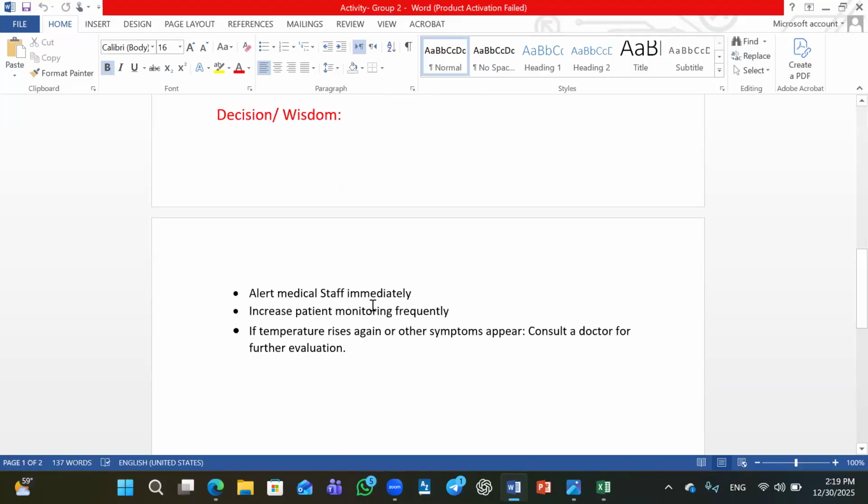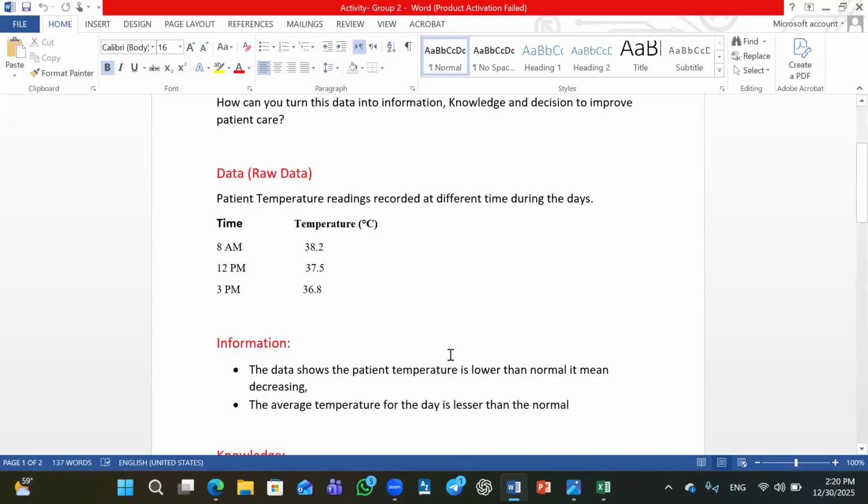These are the knowledge, and also what decisions and wisdom can we make in this situation: alert medical staff immediately, and increase patient monitoring frequency. If the temperature rises again or other symptoms appear, consult a doctor for further evaluation. This was all the process that we used for this situation.